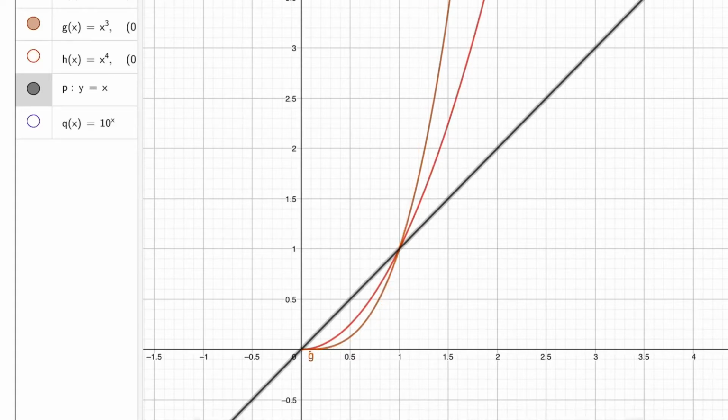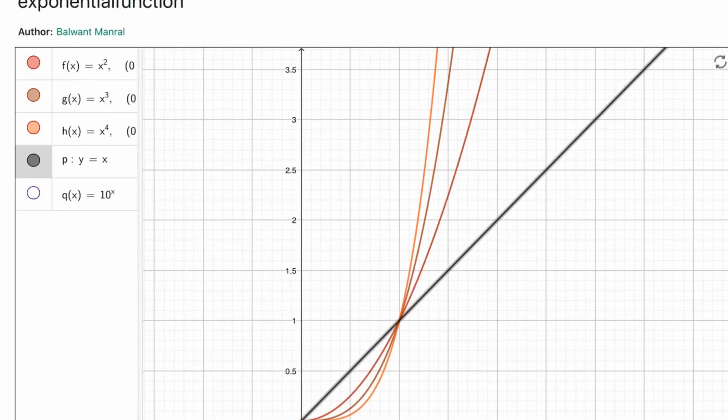For example, this is the graph for x to the power 4. It is more steep than this x cubed, and this is more steep than x square, and x square is steeper than x. Now it is clear from the graph that higher the degree of the polynomial function, greater its growth. When x equal to 1, the value of all the polynomial functions is equal to 1, and beyond 1, if the polynomial has higher degree, it has greater growth.